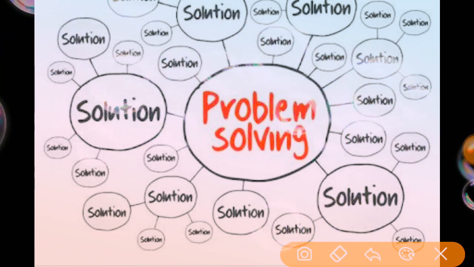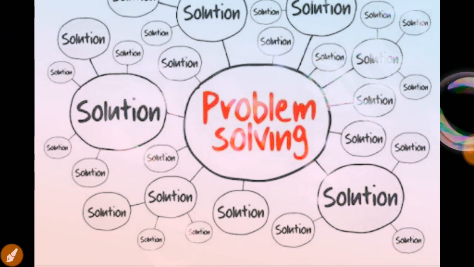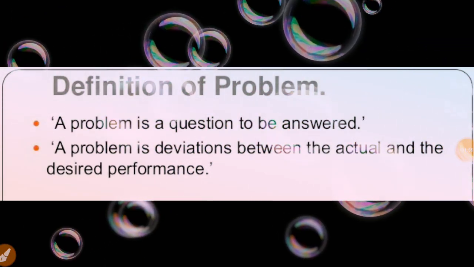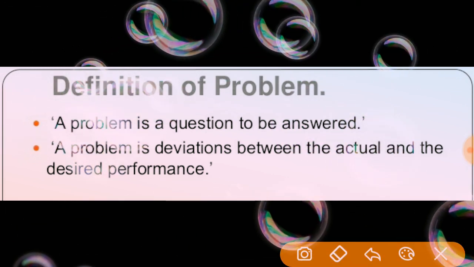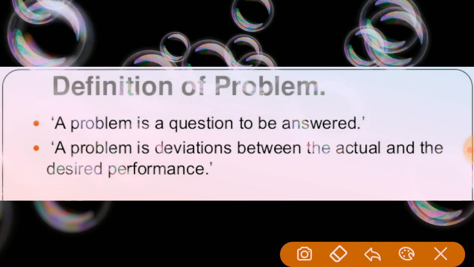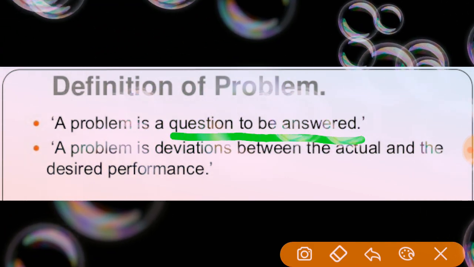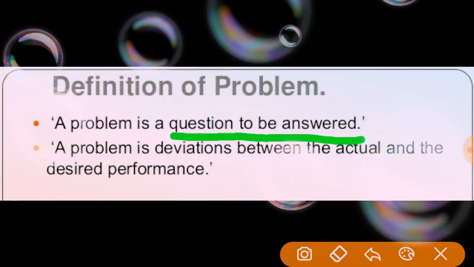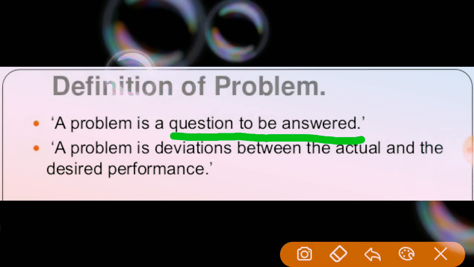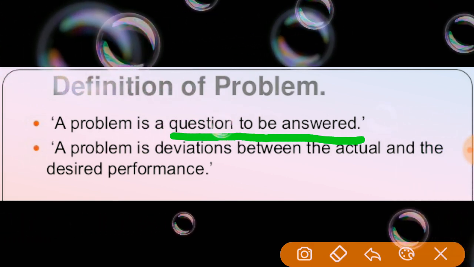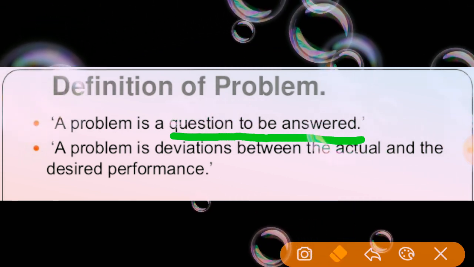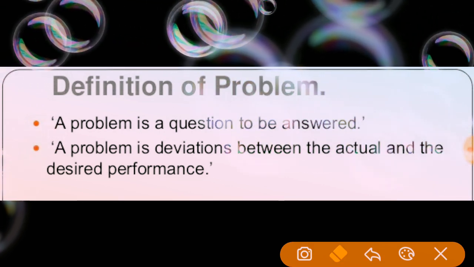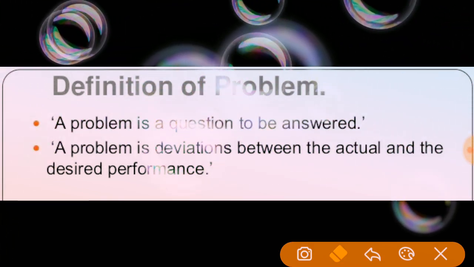Let's know the exact meaning and the definition of problem solving. First, we have to note the definition of a problem. A problem is a question to be answered. Many questions will be raised, and for those questions the researcher should answer. That is the definition. A problem is a deviation between the actual and the desired performance. While finding the solutions, we can find many deviations: what is the actual problem and what is the desired performance.